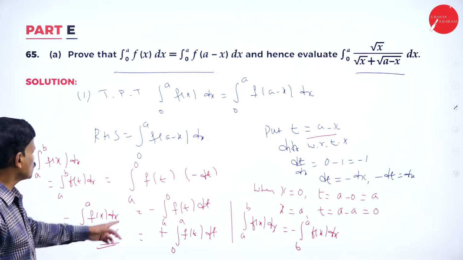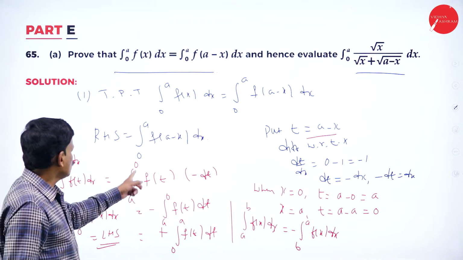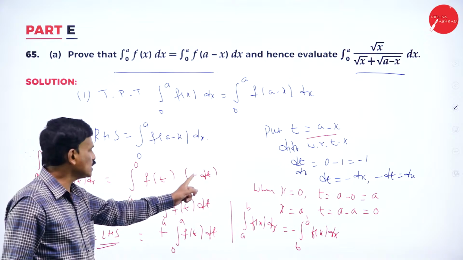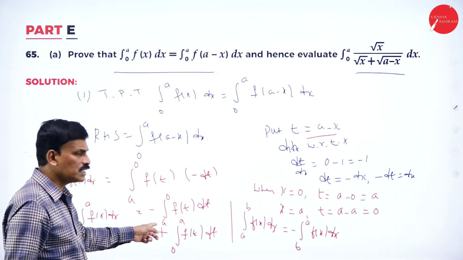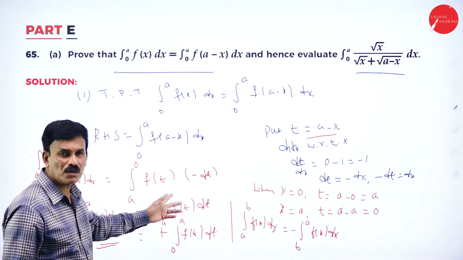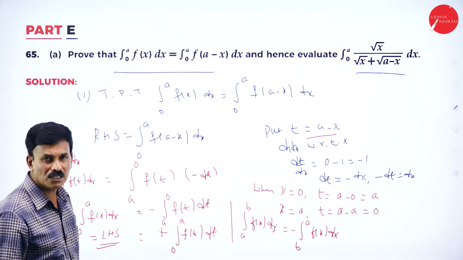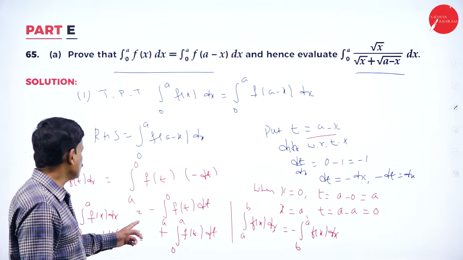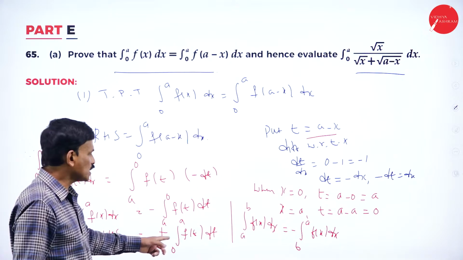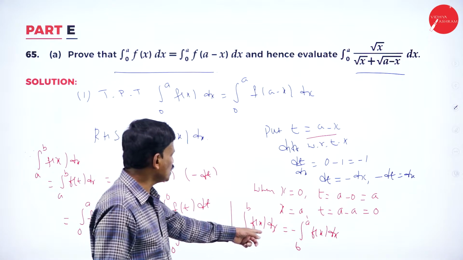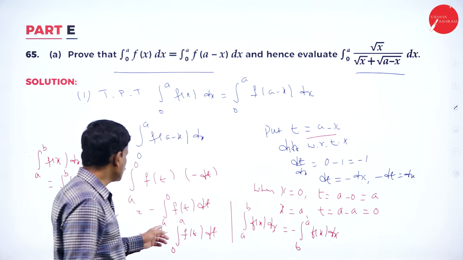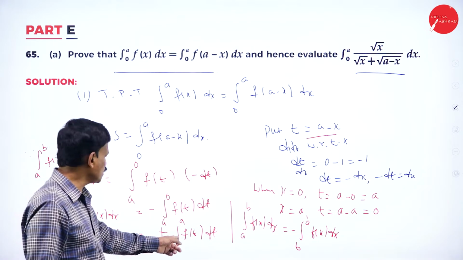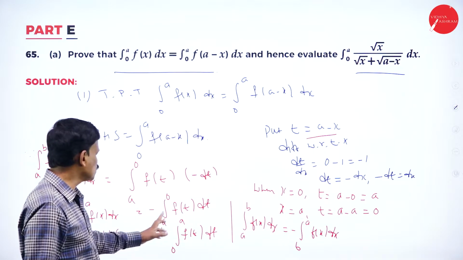Very simple. So, integral a to 0 f of t into minus dt, take this minus out: minus integral a to 0 f of t dt. Whenever the lower and upper limits are interchanged, the integral value changes in sign. So, that means minus becomes plus here. See, this is the property: integral a to b f of x dx is also equal to minus integral b to a f of x dx. So, a to 0 can also be written as 0 to a f of t dt, and this minus becomes plus.